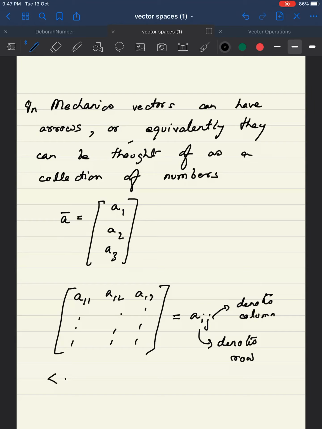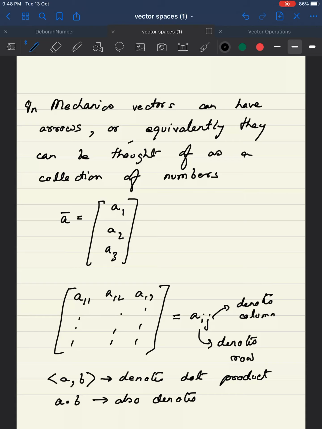In physics, sometimes they use this to denote dot product. In the physics community, they sometimes use this particular form, but we will just be using this dot. This also denotes dot product. And these are all equivalent ways, okay?